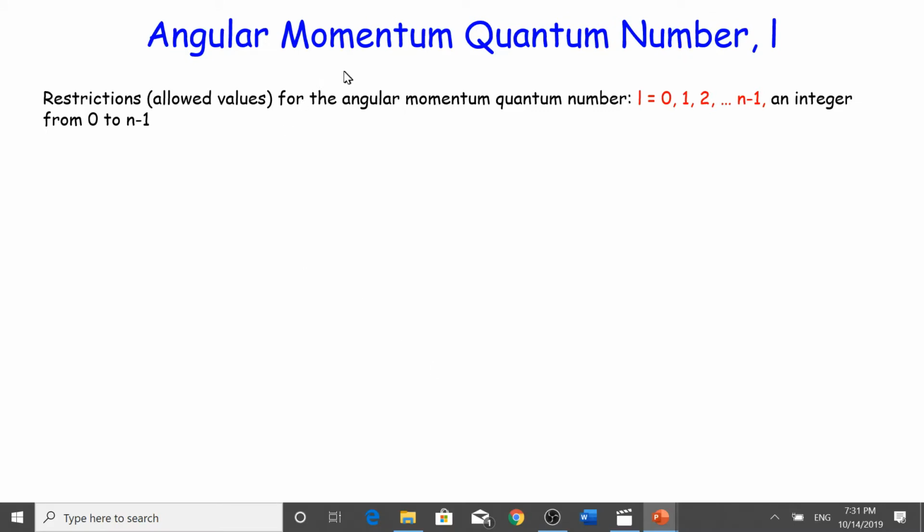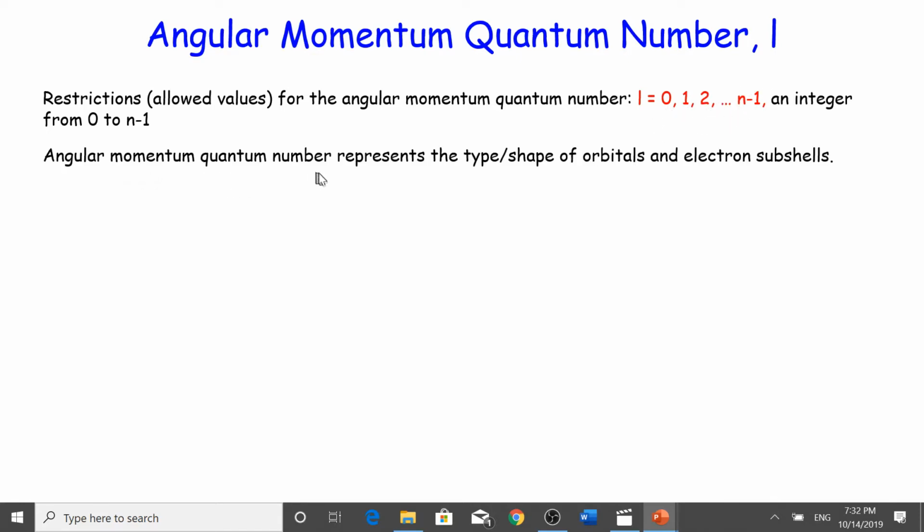Angular momentum quantum number L. The allowed values for L is 0, always starts from 0, 1, 2, and the maximum is N minus 1. So it cannot be greater than N minus 1. So therefore L is dependent on N. Angular momentum quantum number represents the electron subshells as well as the type and shape of orbitals.